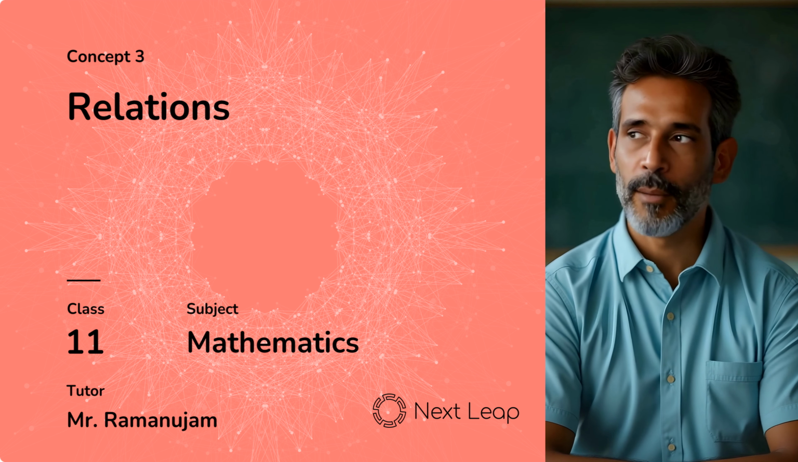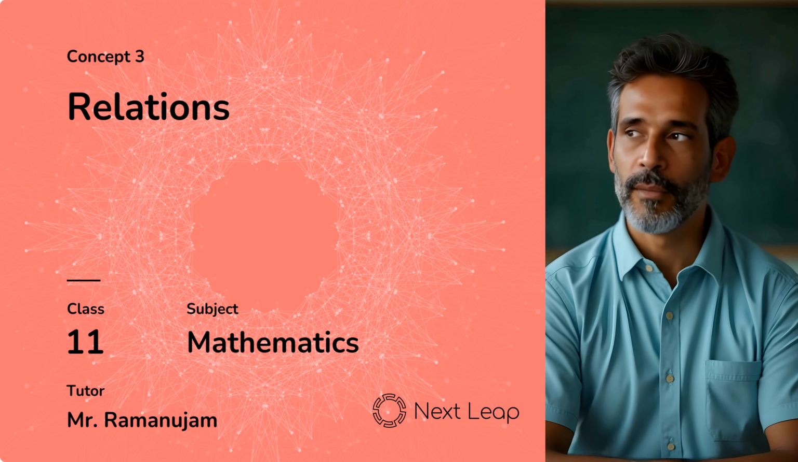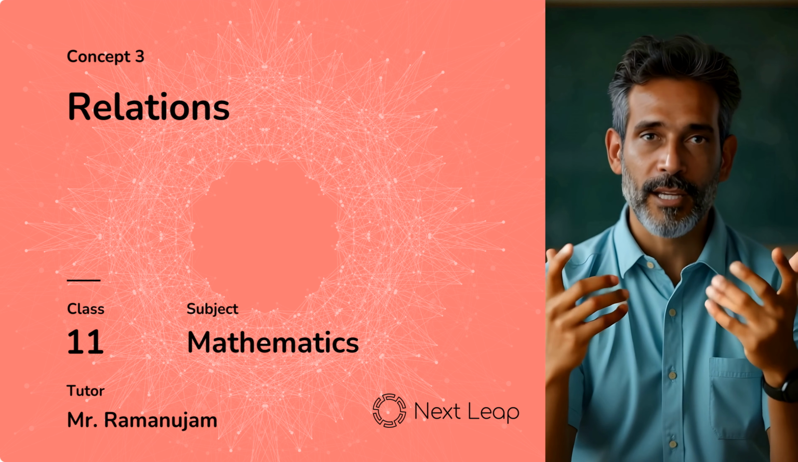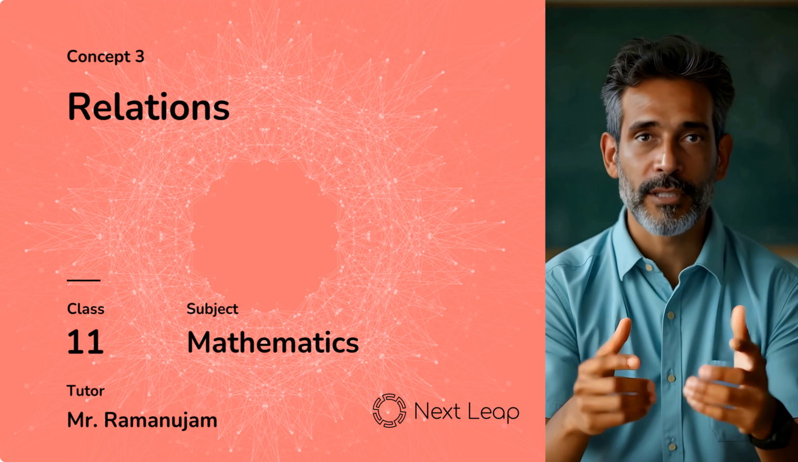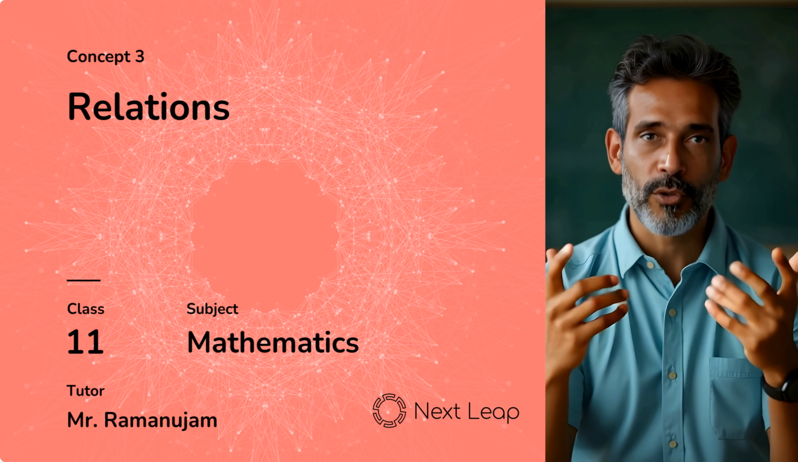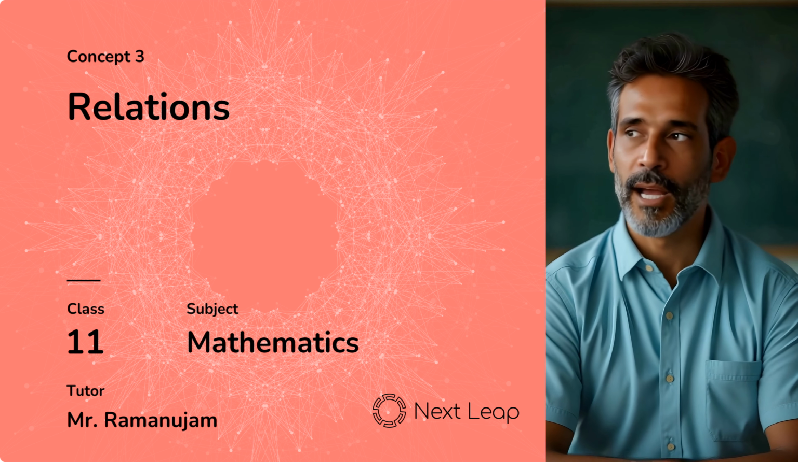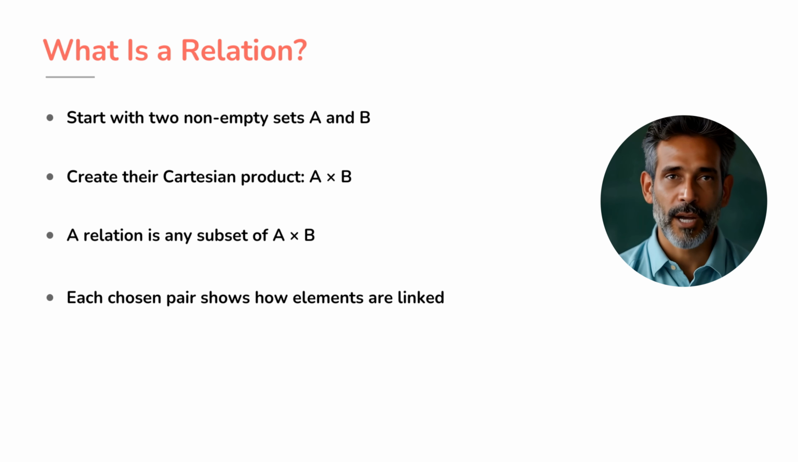Here's another example right from your NCERT textbook, linking the first letter of a person's name to their full name. For instance, the letter A connects to the name Ali. Relations give us a clear, systematic way to capture these connections and patterns. Throughout this lesson, you'll see how they help us organize information and lay the foundation for functions and graphs. Let's define a relation step by step, so you can see exactly how it works.